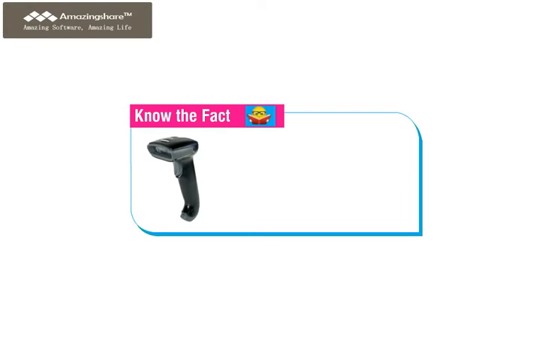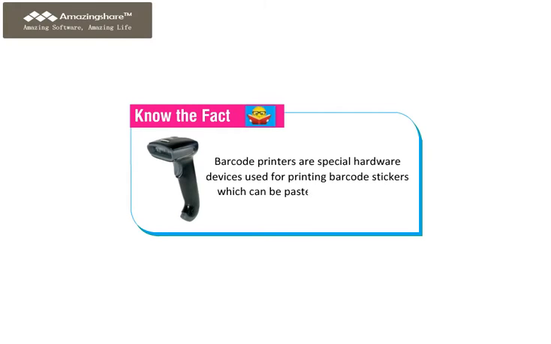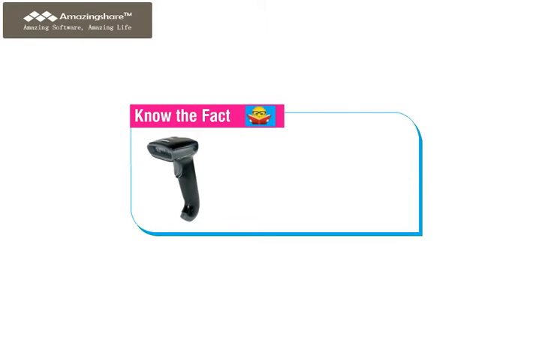Students, note the fact file. Barcode printers are special hardware devices used for printing barcode stickers which can be pasted on any product. WASP and Barcode Pro are special software for scanning and printing barcodes.